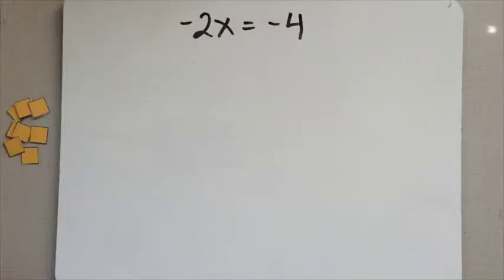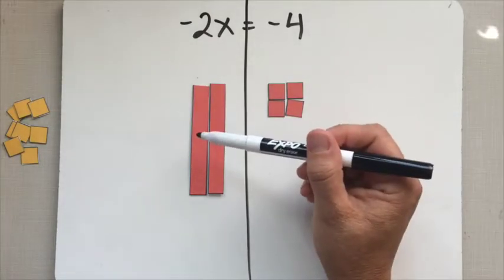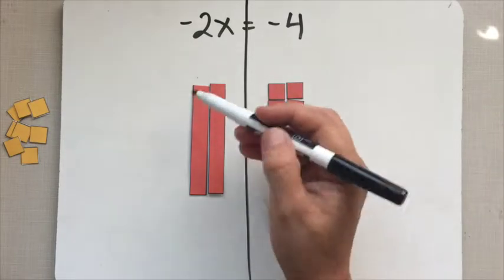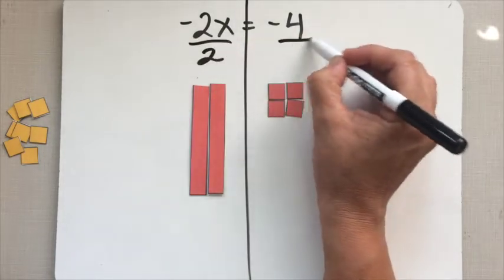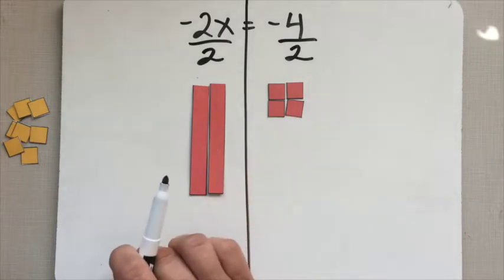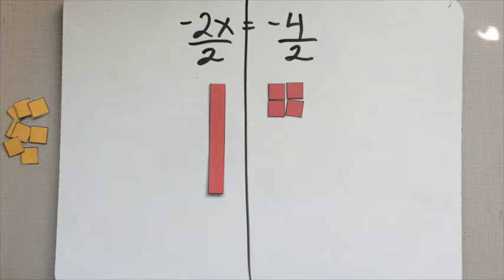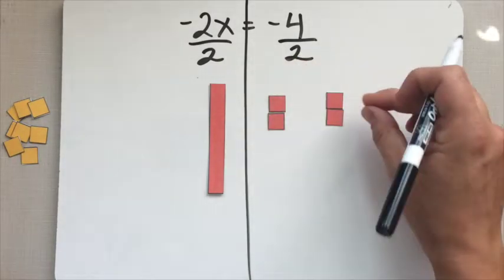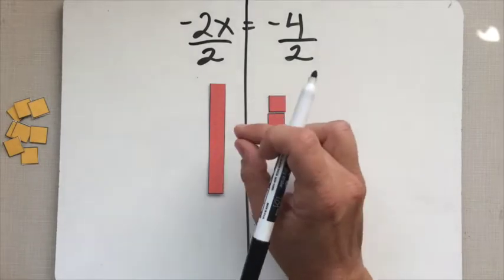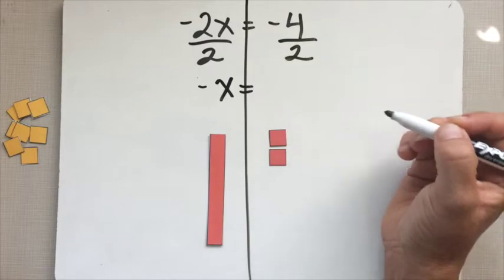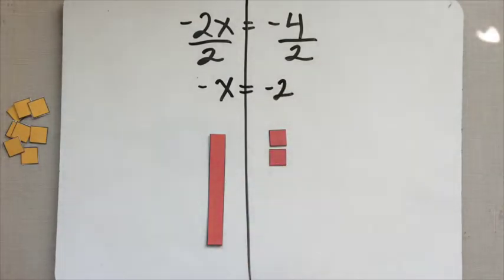Give this one a try. Pause the video, do it yourself, see what you get. 2 negative x's on this side is equal to 4 negative 1's on this side. To get 1x by itself, we're going to do the inverse of multiplying by 2. We're going to divide. When I divide this into 2 groups, each group has 1 x in it. When I divide my 1's into 2 groups, each group has 2 negative 1's in it. So I end up with 1 negative x being equal to 2 negative 1's.